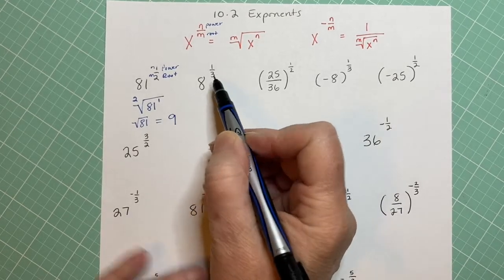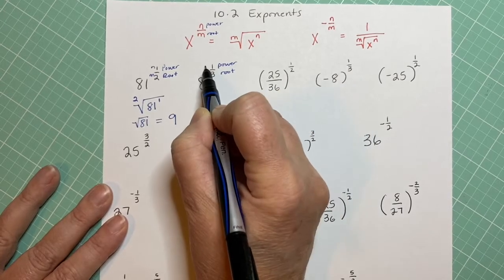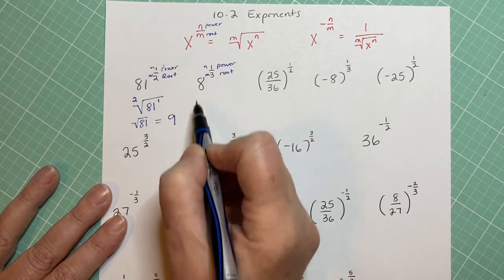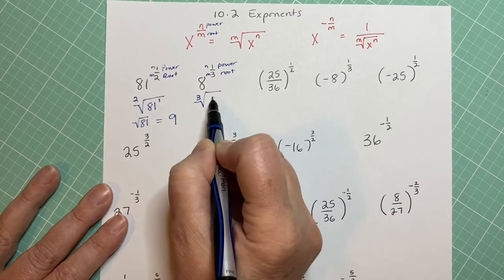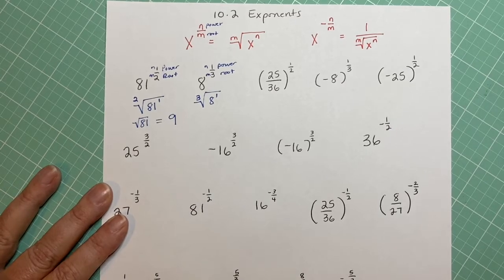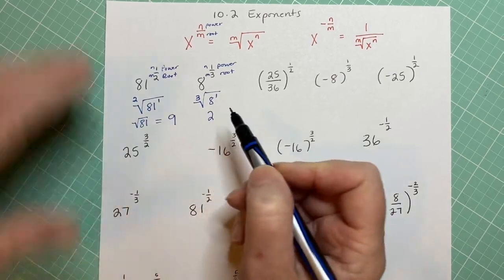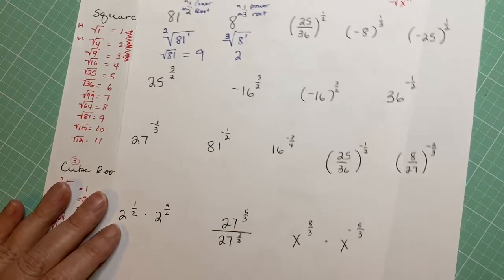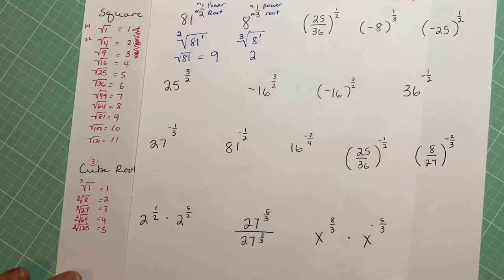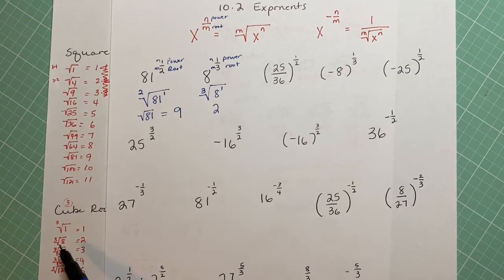So this one, 8 to the 1/3, again, the top number is your power, the bottom number is your root, or if you're using the formula, n over m. So this is really just the cube root of 8 to the first power. But anything to the first power is just that number. So this is really just saying the cube root of 8, which is equal to 2. I just did this lesson, so I'll slide this under, but here's our square roots and cube roots over here to the side if you want to look at those. So we talked about this in the last lesson, that the cube root of 8 is 2.